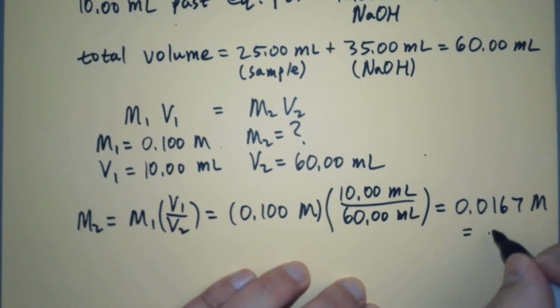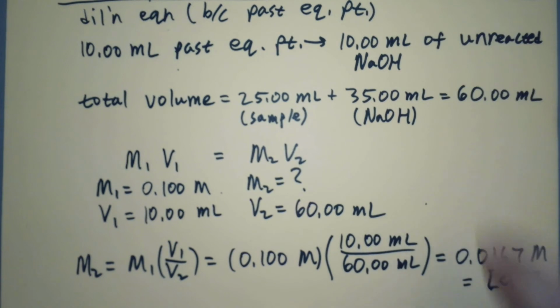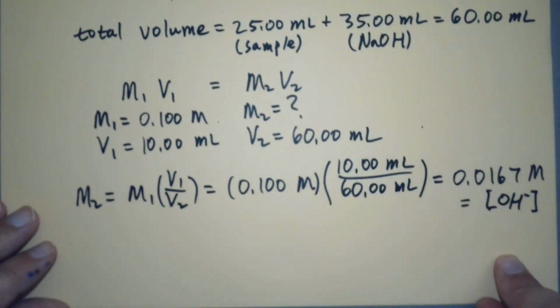And so what do we got here, by the way? So this is equal to our concentration of OH minus, because that's what we had extra of, right? So NaOH means that this is our concentration of OH minus.